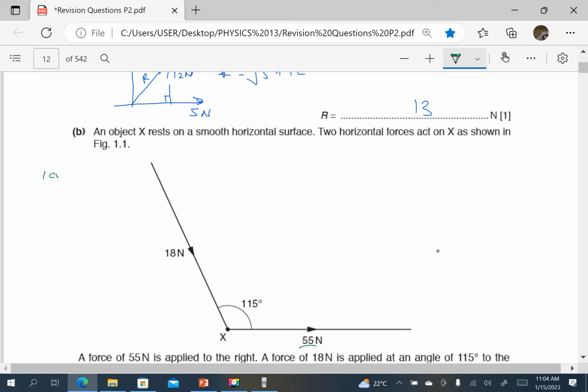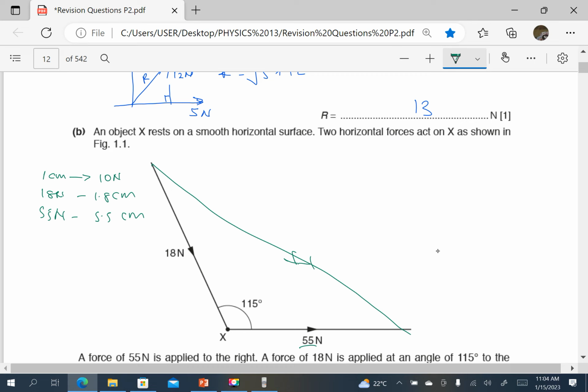So 1 centimeter will represent 10 newtons. For 18 newtons, I will measure 18 over 10, which is 1.8 centimeters. For 55 newtons, I will measure 5.5 centimeters on my question paper. These vectors have been joined head to tail, which means if I draw a sketch, the resultant will be from one end to another end. That will be the resultant.